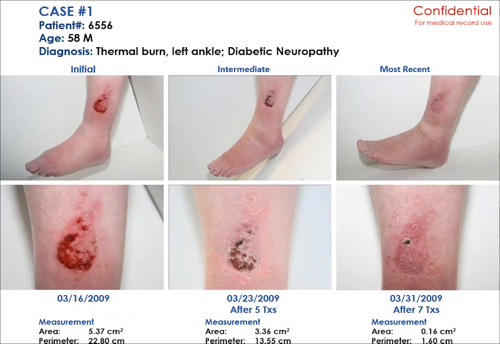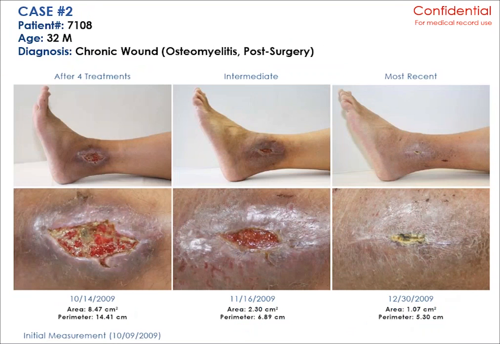And then later on, intermediate pictures showing us the healing process. So the final picture after 7 treatments shows us that there was a significant reduction in the size as well as the quality of tissues around the lesion.